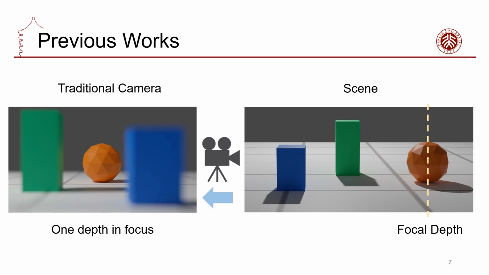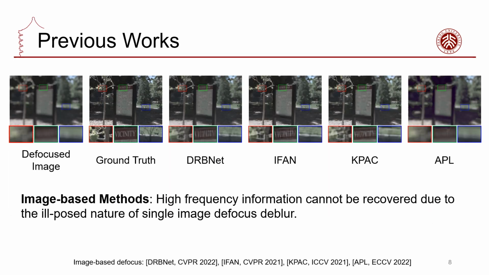When taking a photo with a traditional camera, we can only focus at a single depth plane, and objects at other depths will suffer from defocus blur. However, in many conditions, we would like to remove the blur and recover an all-in-focus image. There are many methods that aim to achieve single image-based defocus deblurring, such as DRBNet, iFAN, KPAC, and APL. Their input is a single defocused image, and their target output is a sharp all-in-focus image. However, they often fail to recover lost details as the setup is very ill-posed.